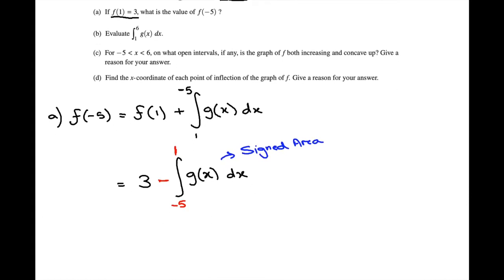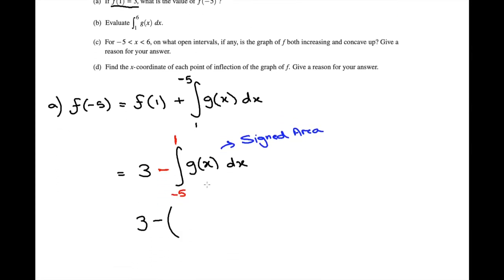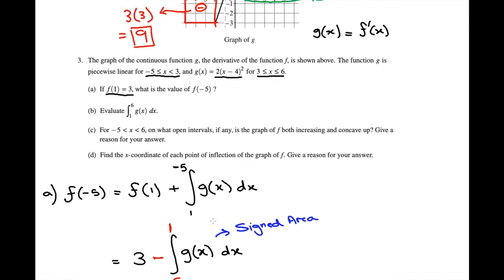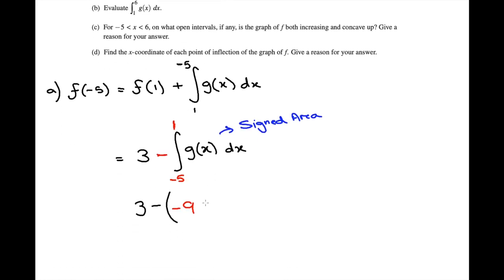Okay, so if we do that, we will have 3 minus -9. We'll have -9 minus 1.5 from this guy up here, and then plus 1. Okay? And now we just need to add these all up and we'll have our final answer. So minus 1.5 plus 1 is just minus 0.5. -9 minus 0.5 is just going to be -9.5.